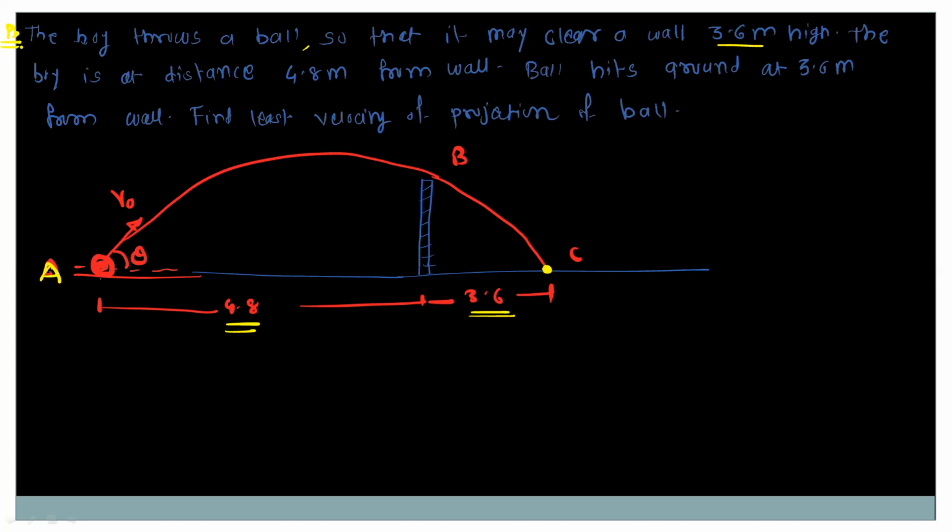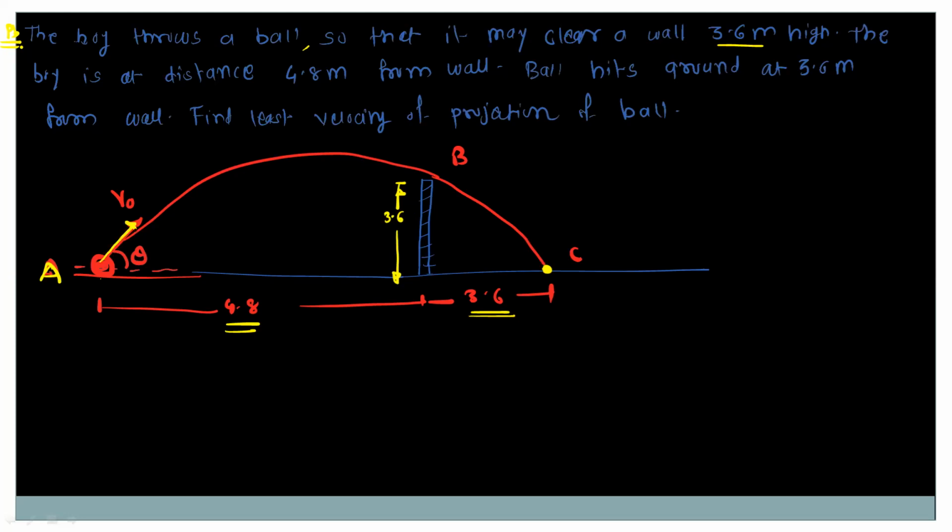Okay. So this is the given diagram. So this is the wall. So this wall having the height 3.6 meter. Then the position of the boy is 4.8 meter behind the wall, and the ball hits the ground at 3.6 meter on the other side. Okay.